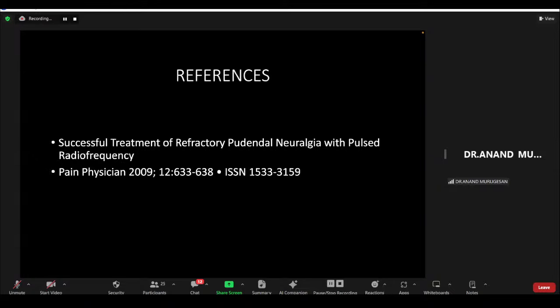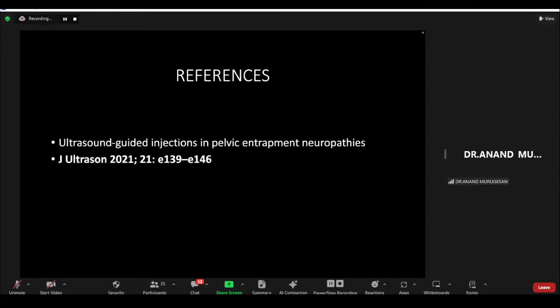So like the pulse is advised, and there is a nice study about the successful treatment of pudendal neuralgia, which is refractory to medical management, with pulsed radiofrequency. And there is one more nice article in the Journal of Ultrasonography about ultrasound-guided injection in pelvic entrapment neuropathies. Here, more discussion on hydrodissection.